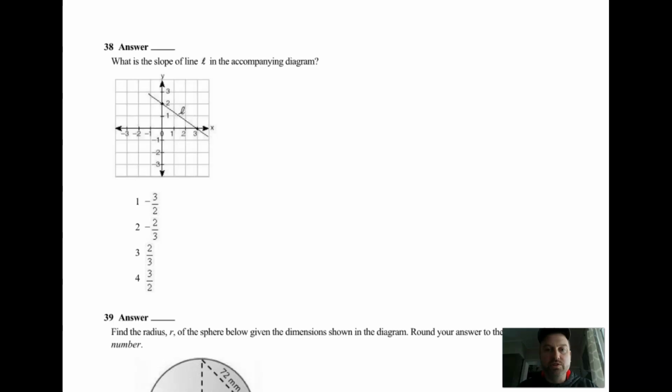38. What's the slope of that line? I'm going from here to here, down 2, 3 to the right, so -2/3. Okay, 39 you didn't have to do.